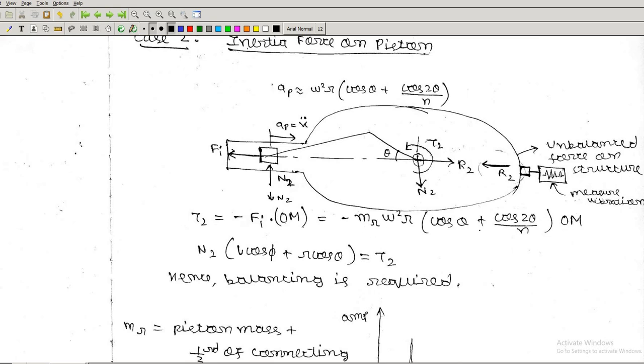So this OM can also be shown to be Mr. Mr is the total reciprocating masses, which is the mass of the piston plus 1/3 mass of the connecting rod. Omega square r cos theta plus cos 2 theta by n is the expression for acceleration. So Mr into acceleration, which is the inertia force, multiplied by OM, and here N2 multiplied by R cos theta plus L cos phi is equal to T2.